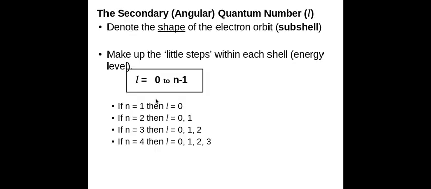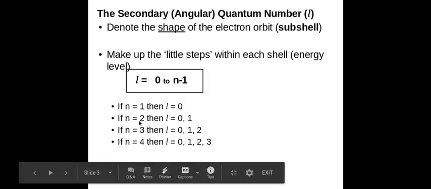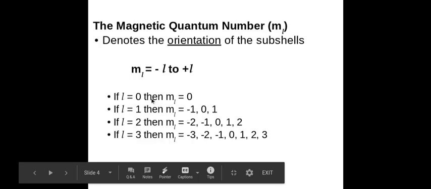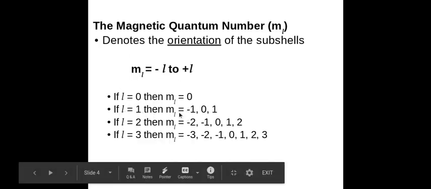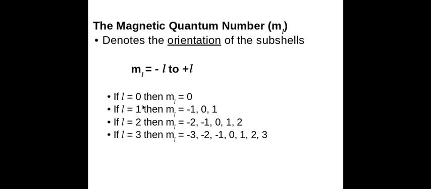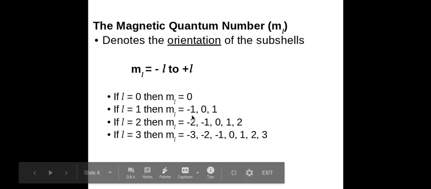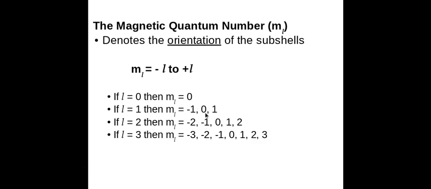But let's look at the second energy level. When n equals 2, there's two values for L. It could be 0 or it could be 1. If it is 1, we'll go to the third quantum number again. If the L value is 1, then what that means is that the ML values for that particular little step or that particular shape is -1, 0, or +1. There's 3 possible ML values when you are dealing with an L value of 1.